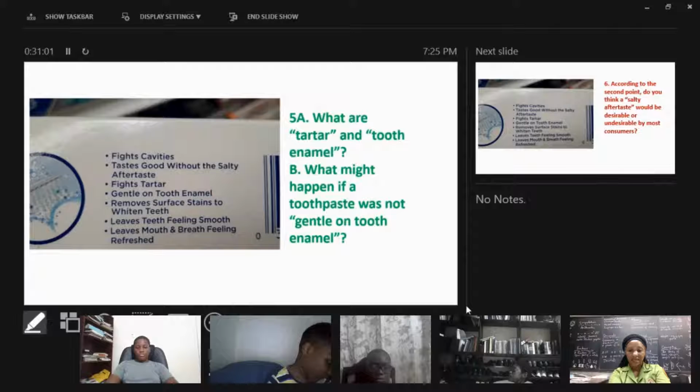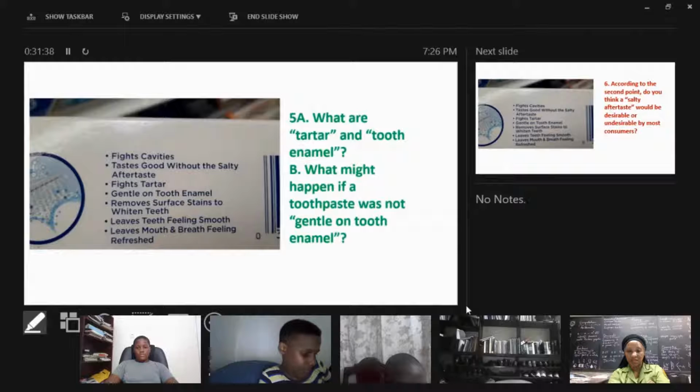And Nia says tartar is a hard, calcified deposit that forms and coats the teeth and gums. And Gabby says tartar, also called dental calculus, is a yellow or brown colored deposit that forms when plaque hardens on your teeth. And Nia says tooth enamel is the thin outer covering of the teeth. All right. Thank you, scholars, for those definitions.